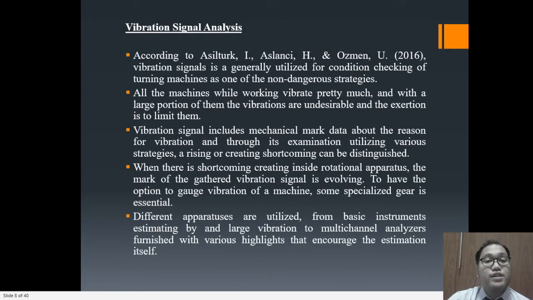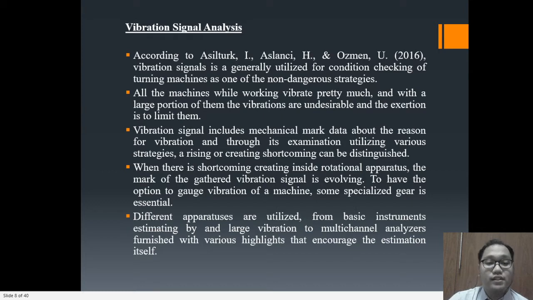Next is the vibration analysis. According to previous studies, vibration signal is generally used for condition monitoring of a rotating machine as one of the non-destructive methods. Vibration signal includes mechanical signature data about the cause of the vibration, and through its examination using various methods, rising or developing faults can be detected.